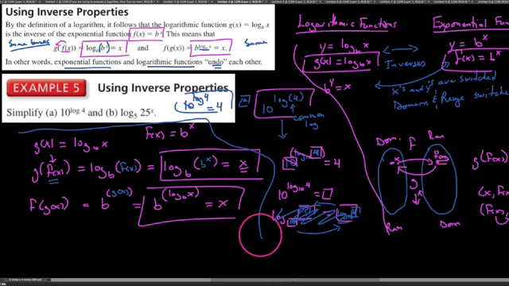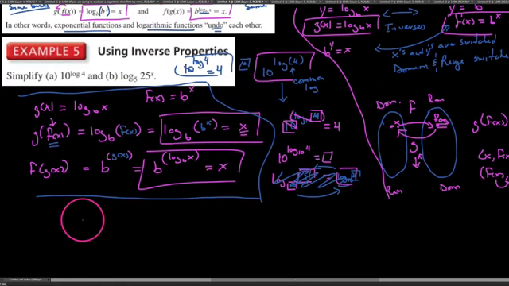So for letter B, I want you to see this. I'll try to make some room here. We have log base 5 of 25 to the x power. So the thing we want to notice is this: log base 5 of 25 to the x power. We have a logarithmic thing of an exponential thing. So when you take the logarithmic thing of an exponential thing, as long as they have the same base, they cancel out.